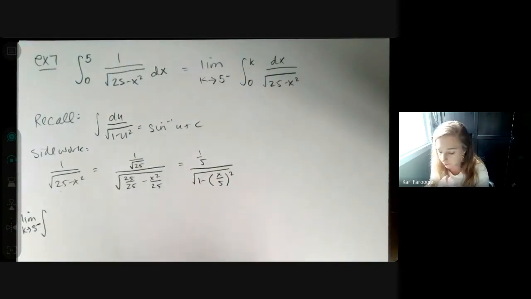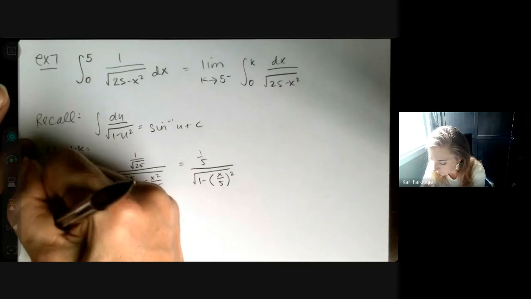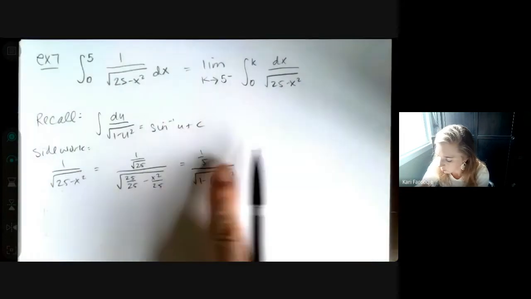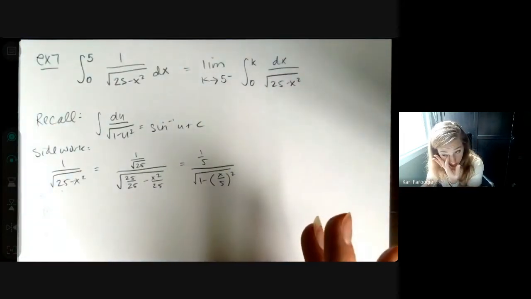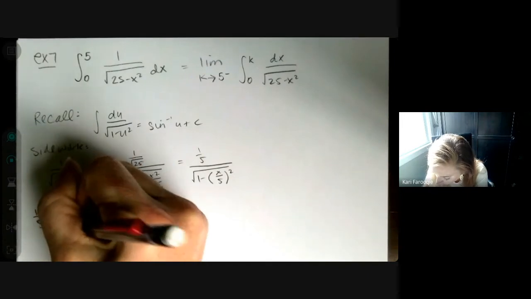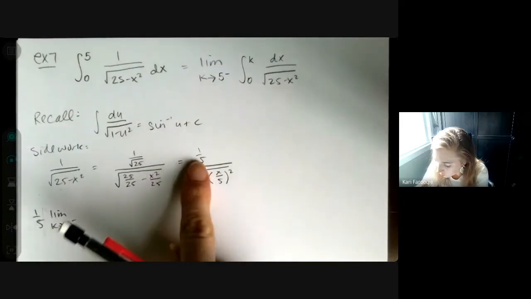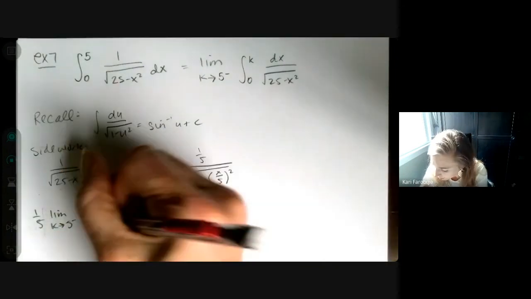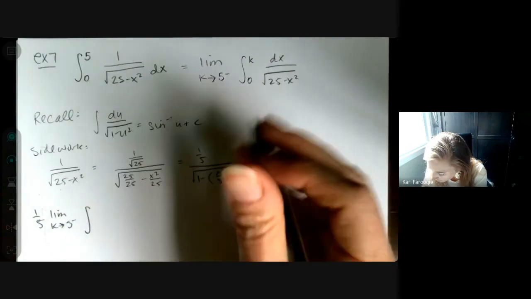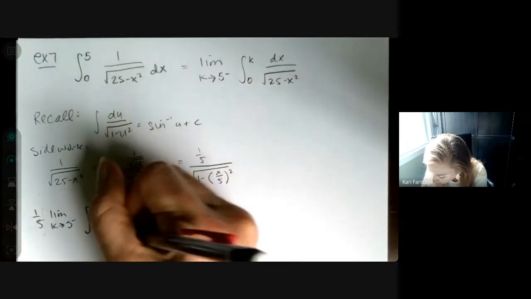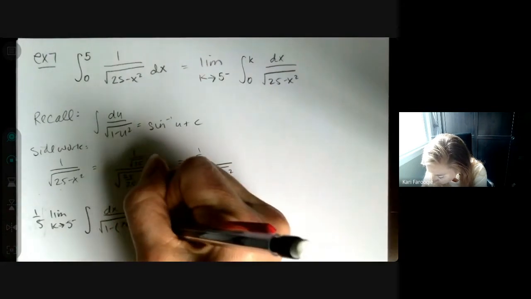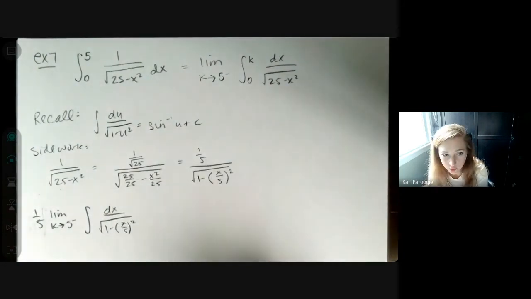And this time, I'm going to move this over a little bit, because I want to be able to put my 1/5 in front of my limit. So I'm going to do that first. So we have 1/5 times the limit as k approaches 5 from the left. There's the 1/5 that I put in there. Of the integral of dx over the square root of 1 minus x over 5 quantity squared.